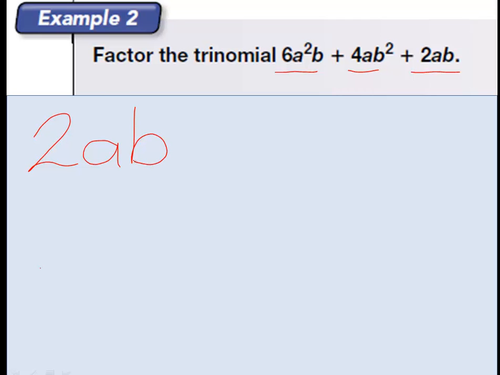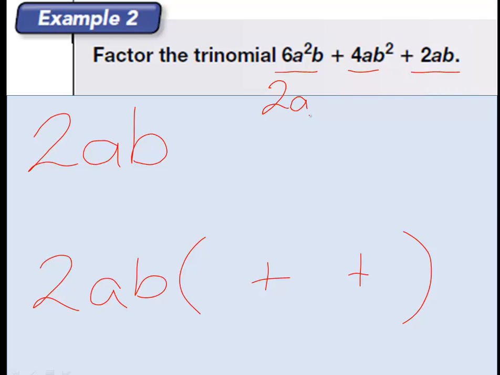Now once we know we can do that, this is going to be our final answer down here, 2ab. And then we're going to have our answers down here. We've got something plus something plus something. Okay, so now we're going to go up here and put in our 2ab, because we're going to factor 2ab out of each one of these, all right?